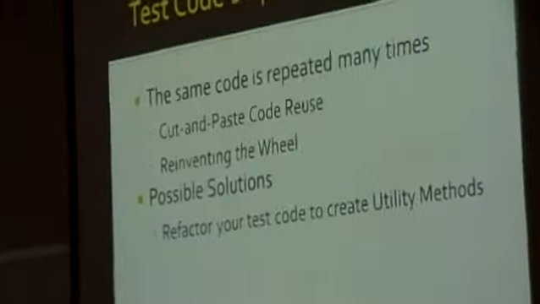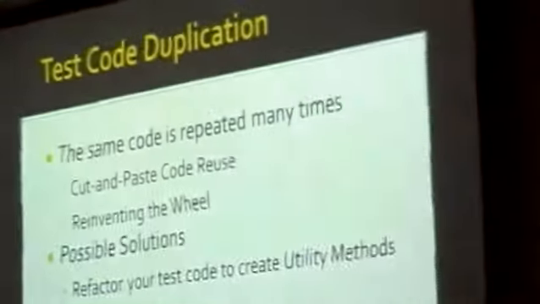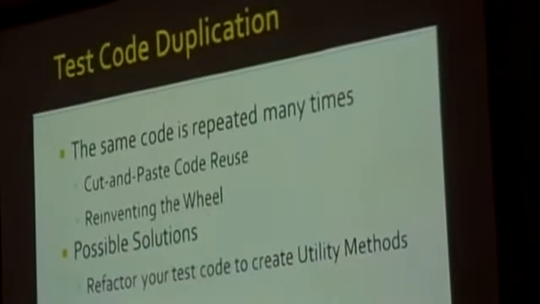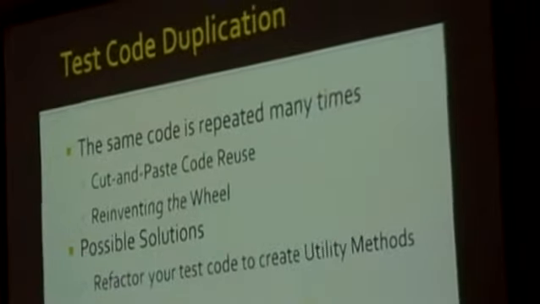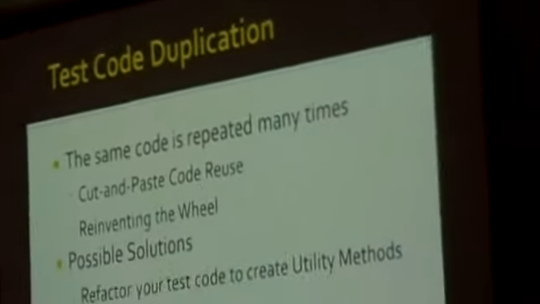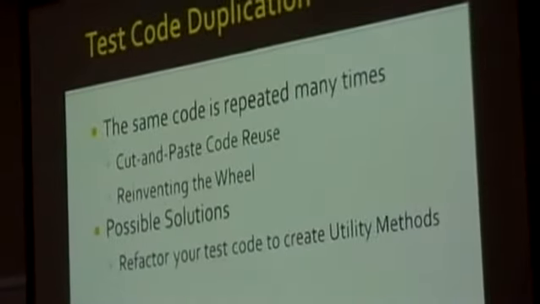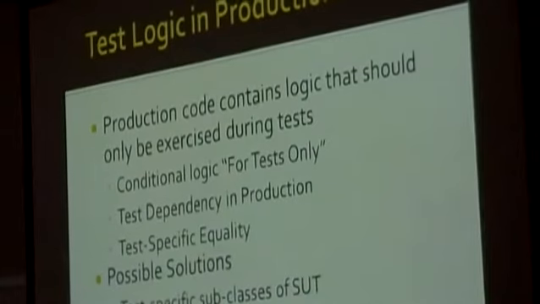Test code duplication. Just like in production code, copy and paste and reinventing the wheel is bad. If you do it more than once, you should refactor. You should create utility methods. You should use factory classes. And test logic in production, another big no-no.